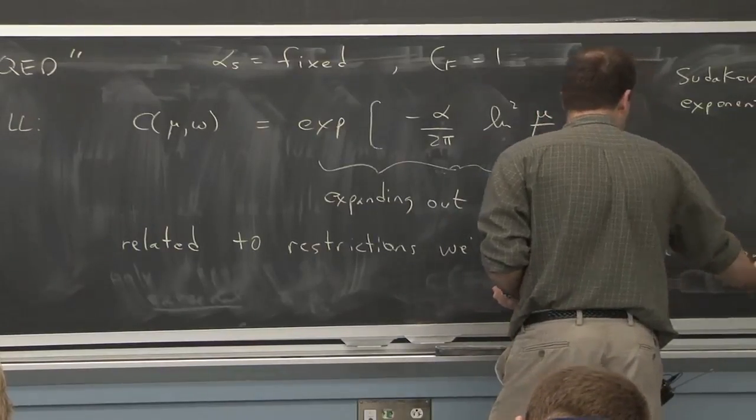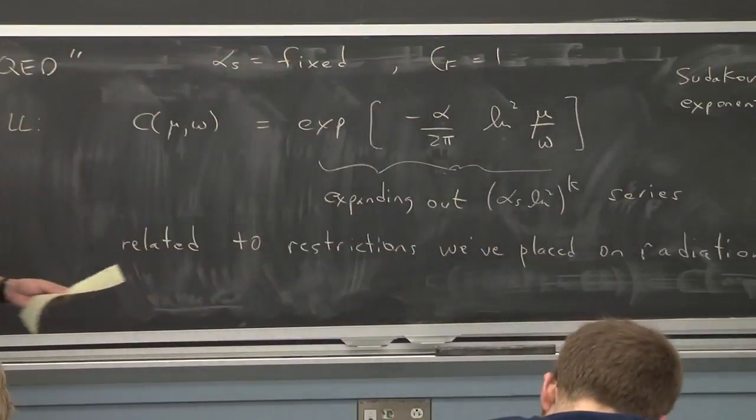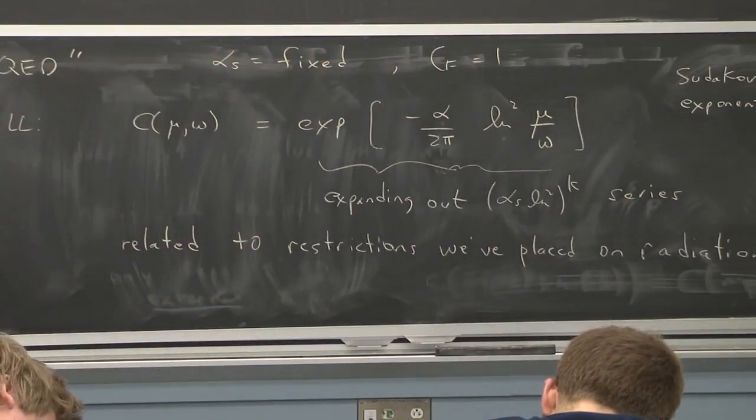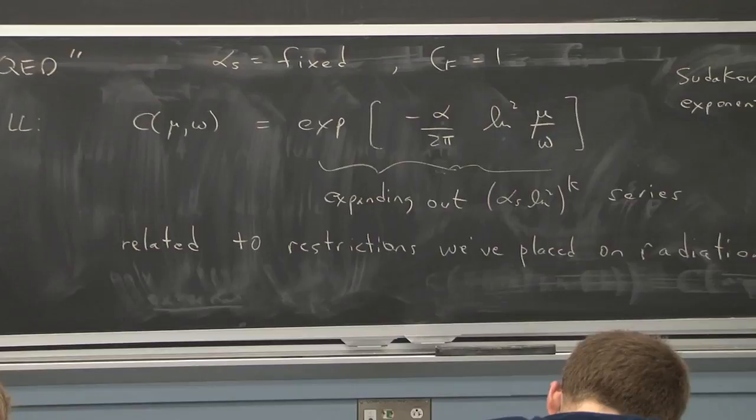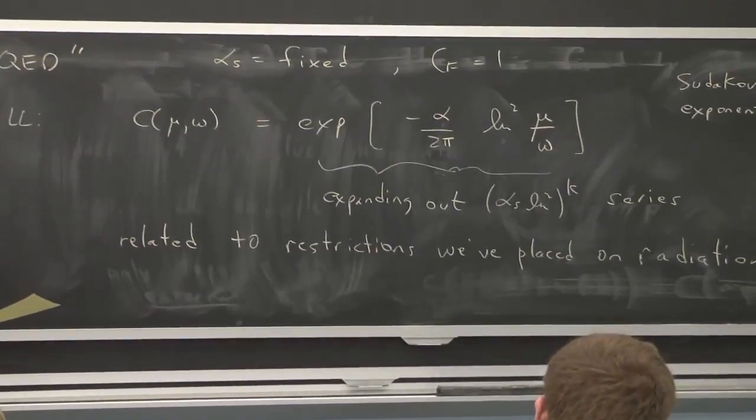So there were kinematic restrictions put on the radiation by the whole setup that we had. We had this jet, and it was collimated, and the radiation was forced to go inside that jet.